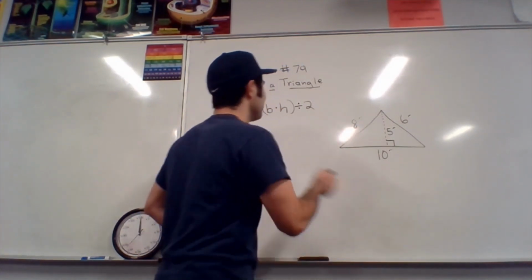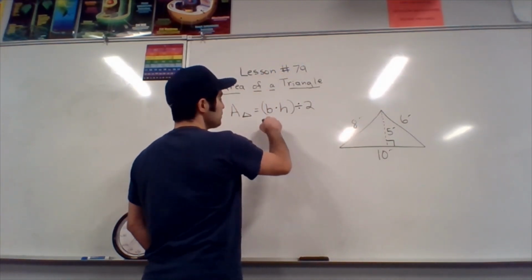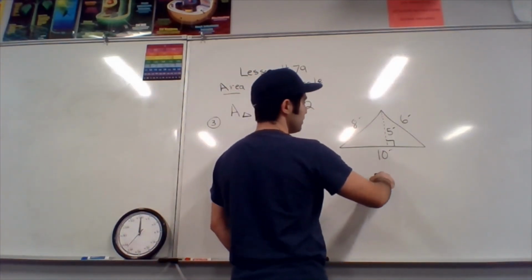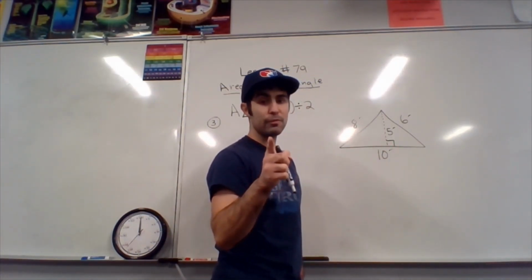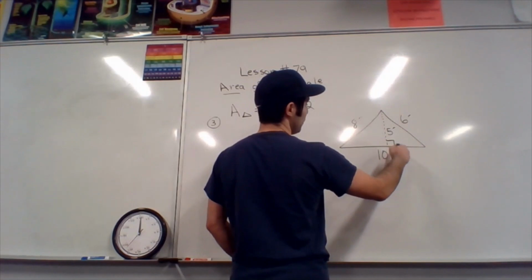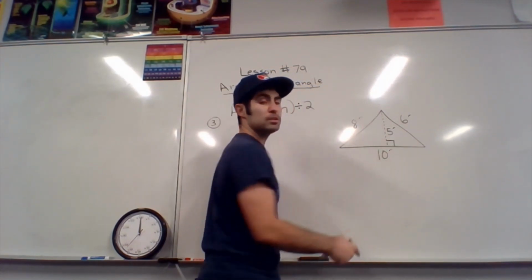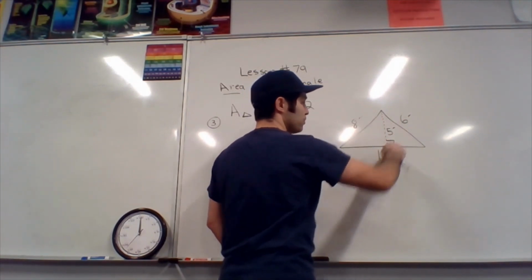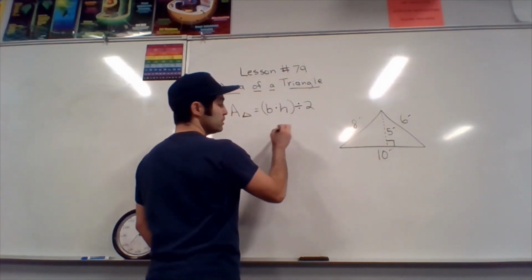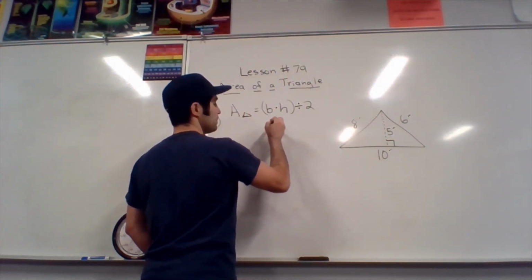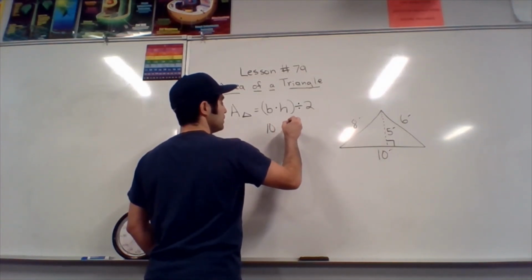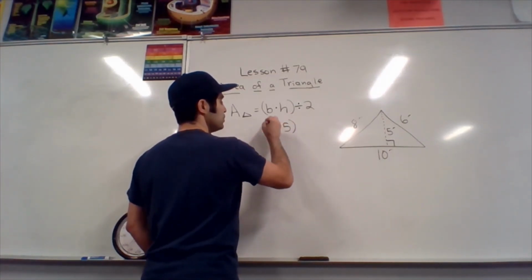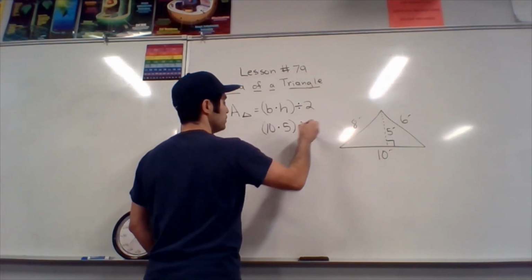Hey, welcome back. So let's find our base and height. What's our base and height? Well, first thing you do, you look for what? The 90-degree angle. Oh, there it is. And the 2 numbers that are closest to the 90-degree angle are 10 and 5. 6 and 8 are kind of far away from that 90-degree angle. So I'm going to say 10 is my base, height is 5, multiply those 2, and divide that by 2.